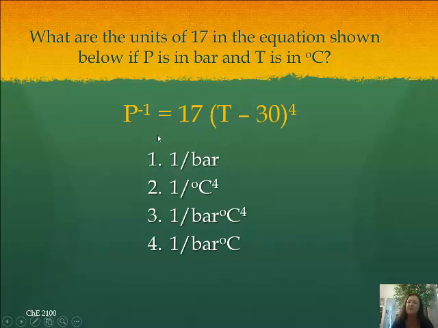So if I divide both sides by this grouping to get 17 all by itself, that's one way to do it. I have 1 over bar already, and now I've divided through by degrees C to the 4th power. So it's 1 over bar per degree C to the 4th power. So again, answer 3 is correct.